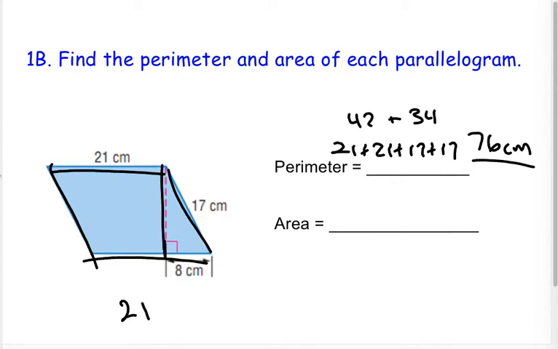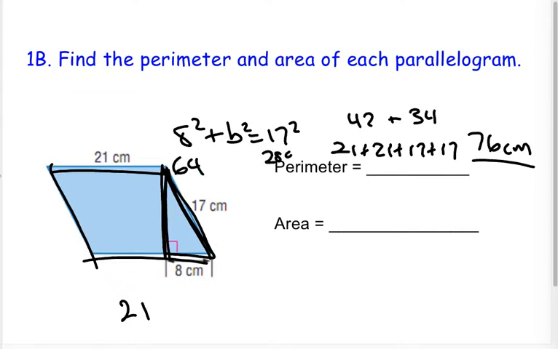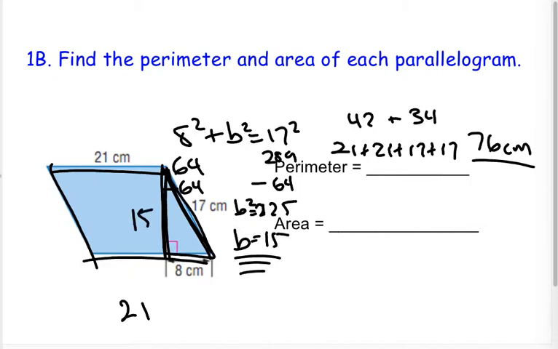Here we don't know the height, but this is still a right triangle, so I'm going to use the Pythagorean theorem. I'm going to get probably a decimal. 17 squared is 289 minus 64, which is 8 squared. So if I subtract, b squared equals 225. So b is going to equal 15. That means my height is 15. So my area is going to be 21 times 15, so that's going to be 315 centimeters squared.